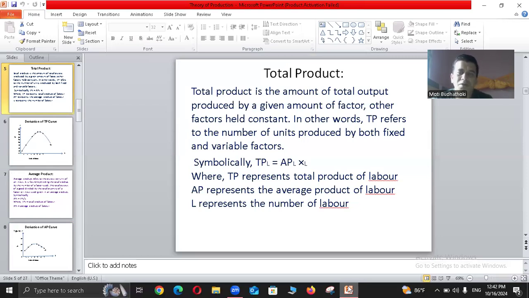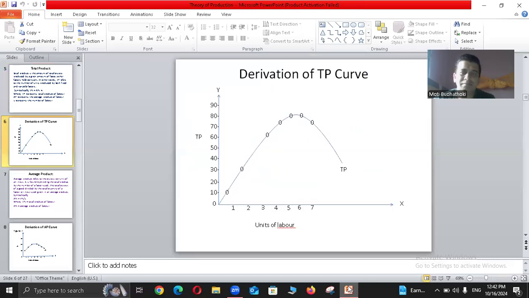Symbolically, total product of labor is equal to average product of labor multiplied by units of labor, where TP represents total product of labor, AP represents the average product of labor, and L represents the number of labor. We can get the total product by multiplying average product with units of labor, and we can derive the total product curve like this.